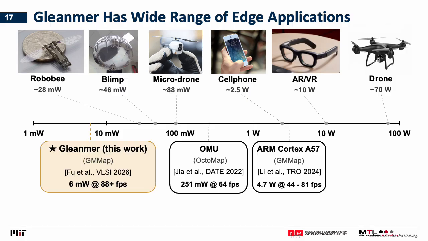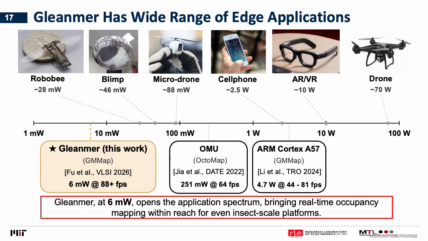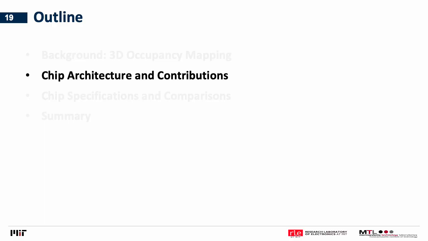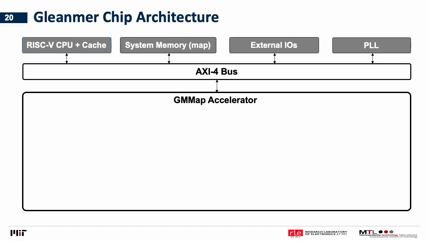Our Gleanmer at 6 milliwatts really opens up the application spectrum, bringing real-time occupancy mapping within reach for even insect-scale platforms. So next, we will delve deeper into the details of Gleanmer. We start first with its architecture.